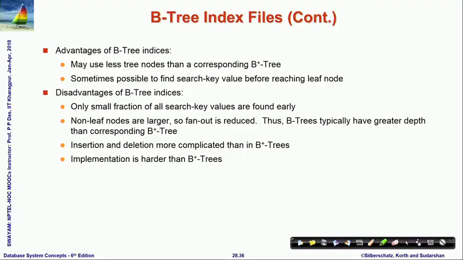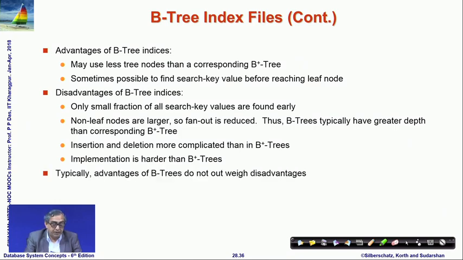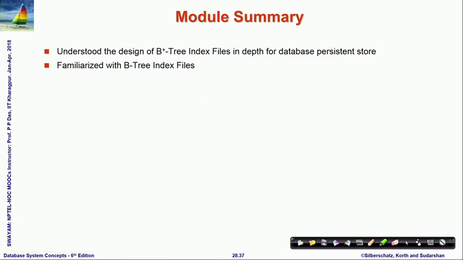If your fan out gets less, naturally the tree has a greater depth now, because you are fanning out to fewer children at every node. So, it has a greater depth, and eventually your cost increases. Naturally, the deletions and insertions are more complicated than in B plus tree, and implementation is more difficult. So, typically the advantages of B tree do not outweigh the disadvantages. It is not very frequent that you will use B trees, but they are used at times, but that is not a very common thing, and we stick to B plus tree for both data file as well as index file storage.